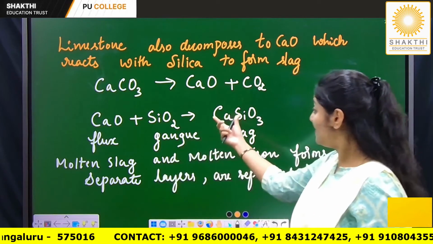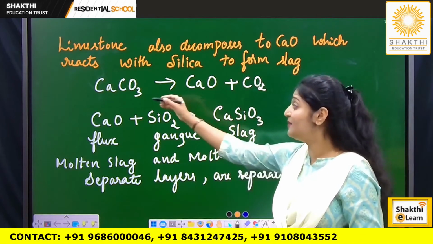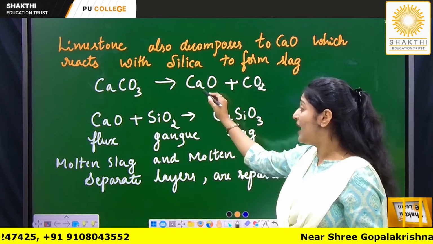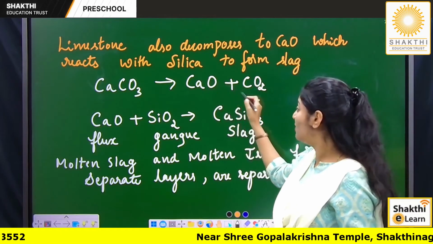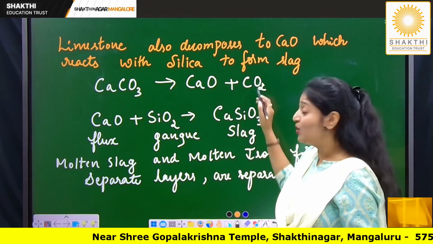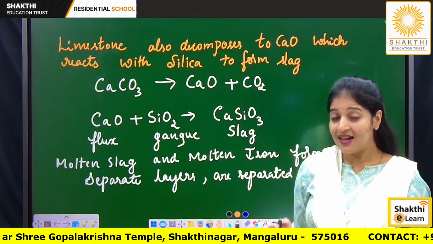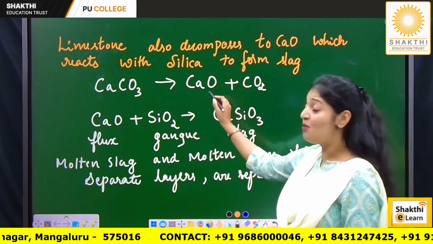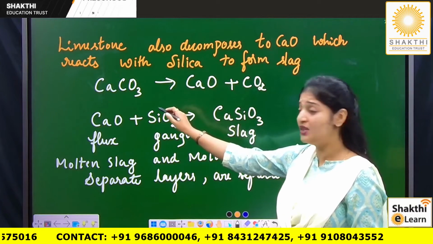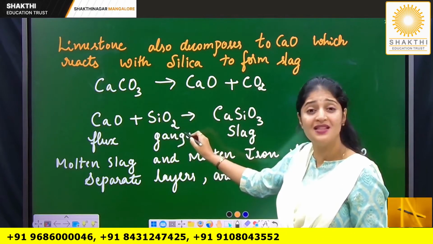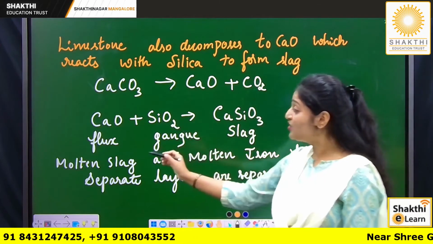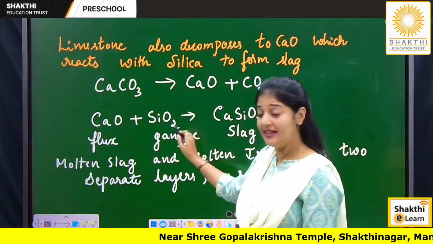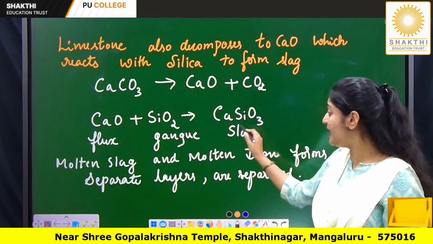So the role of this limestone: calcium carbonate undergoes decomposition at the given temperature, resulting in the formation of calcium oxide, along with carbon dioxide. You know that the metal ore possesses impurities which have to be removed so that we get the desired product. The calcium oxide formed by the decomposition of calcium carbonate reacts with the impurity present, that is silicon dioxide. When calcium oxide reacts with the silicon dioxide present as an impurity, it results in the formation of calcium silicate, CaSiO3.